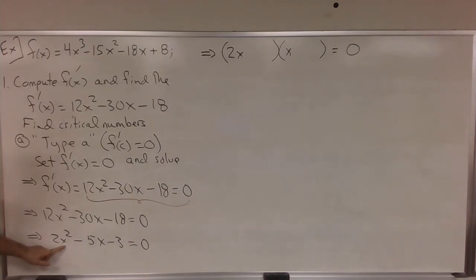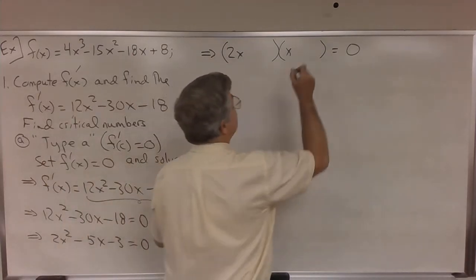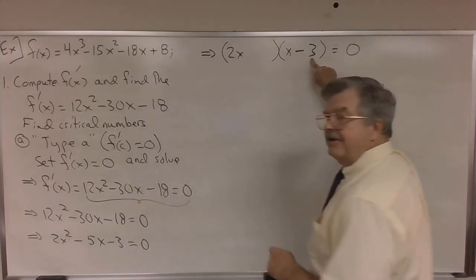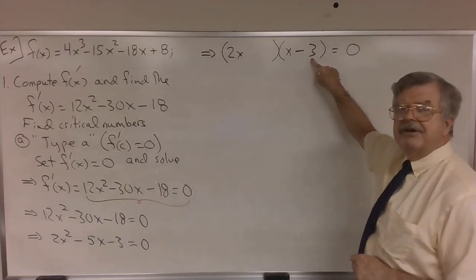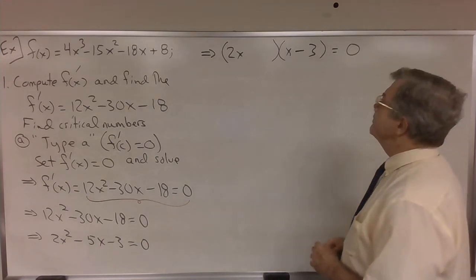Plug in 3, we get 9 times 2 is 18, minus 15 is 3, minus 3 is 0. Beautiful. When we plug in x equals 3, we get 0. So that means that x minus 3 is a factor. X minus the number that we plugged in to get 0 is a factor. And we can figure the rest out.